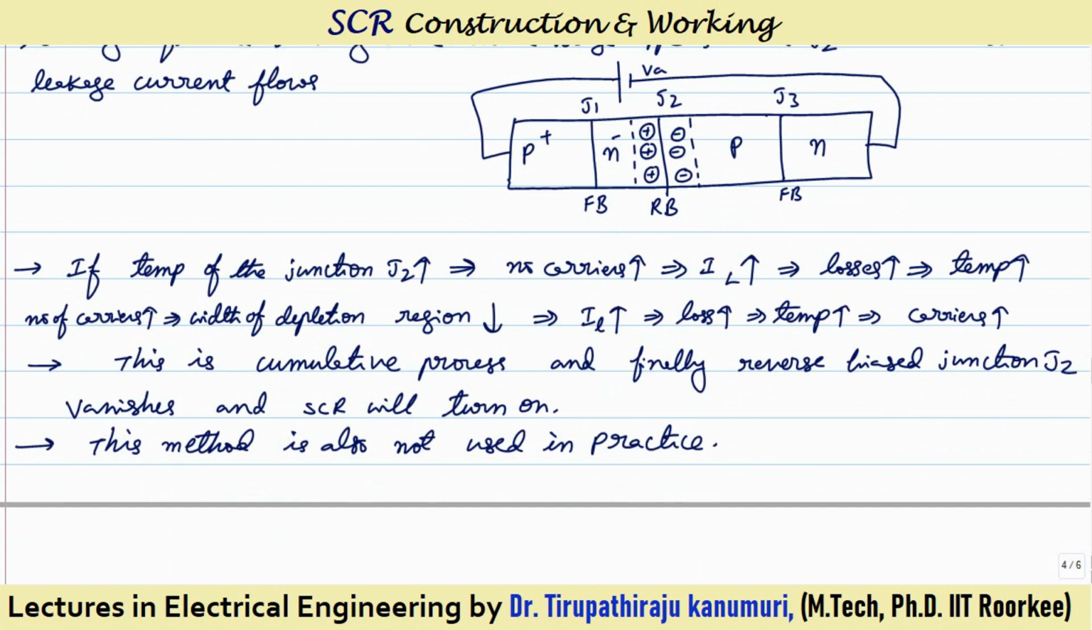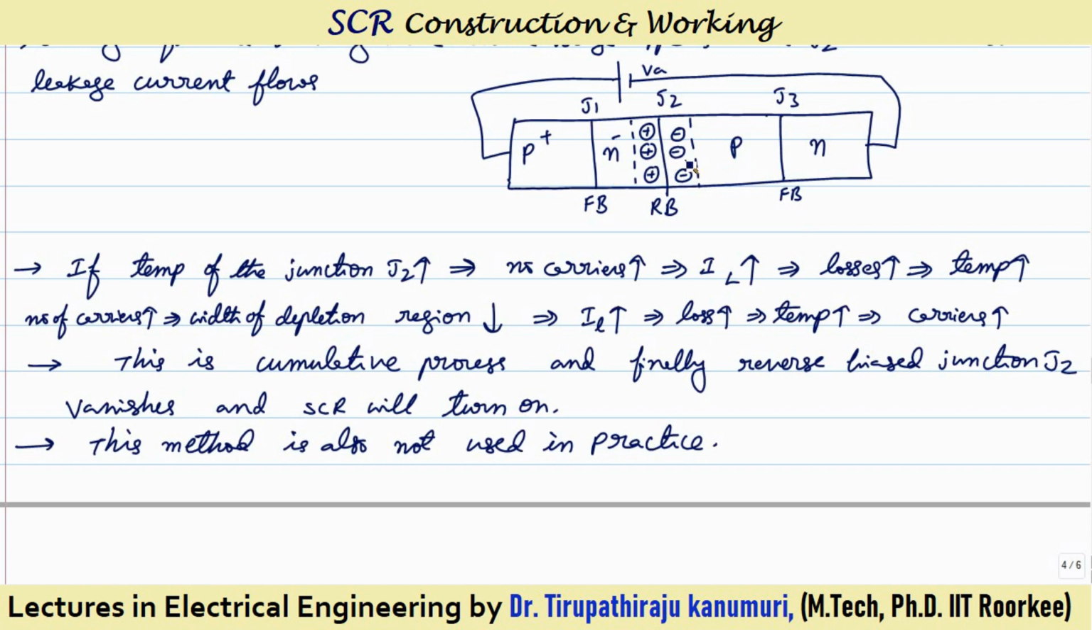I am repeating once again. For this reverse biased junction, if you keep the heat or supply some temperature to this junction, thermally generated carriers will start recombining with the existing ions. Because of the recombination, the barrier width is decreased. When the barrier width is decreased, the leakage current will increase. When the leakage current is more, losses will increase. When the losses are more, the temperature rise will be more. When there is more temperature, again carriers are increased. So this is a cumulative process.